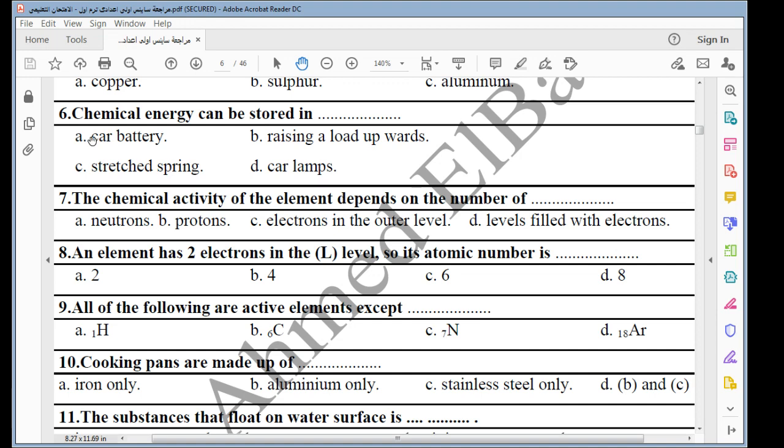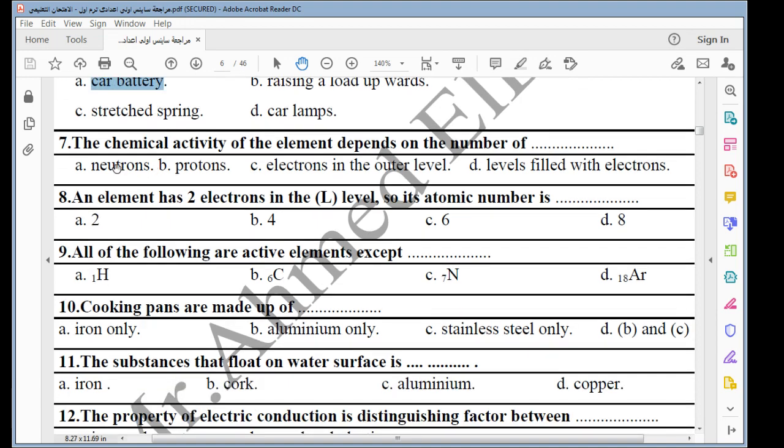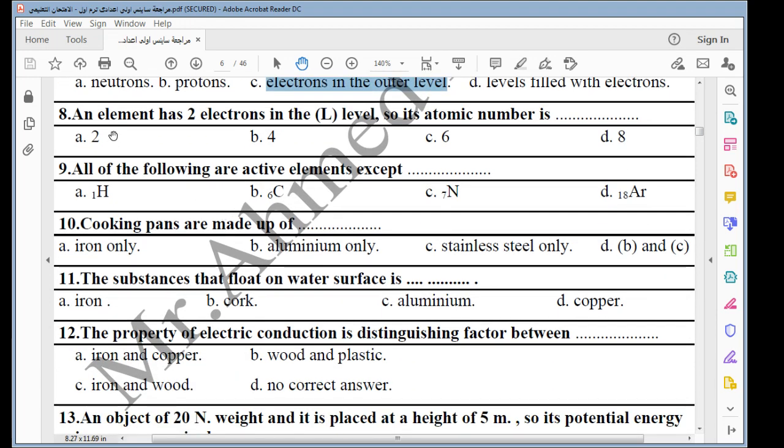تمام. Number A, car battery. The chemical activity of the element depends on the number of electrons in the outer level. Number 8, an element has 2 electrons in the L level, so its atomic number is... فكر كده. تمام. تبقى نمبر بي اللي هي 4.